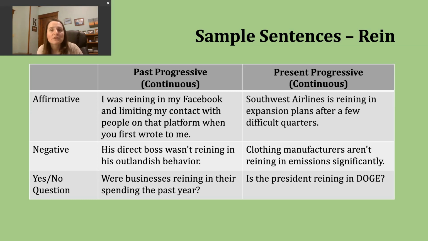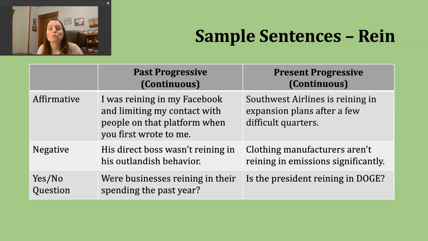So as a quick review, in the affirmative, if our subject is I, I'll use am, and then the ing form of the verb. If my subject is you, we, or they, I'll use are, A-R-E, and then that ing form of the verb. And if my subject is he, she, or it, I'll use is, and the ing form of the verb. Here's another example.